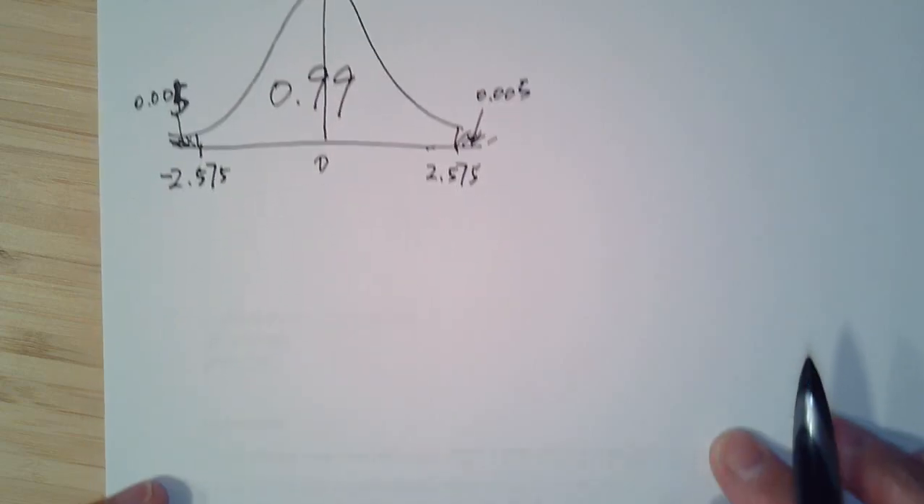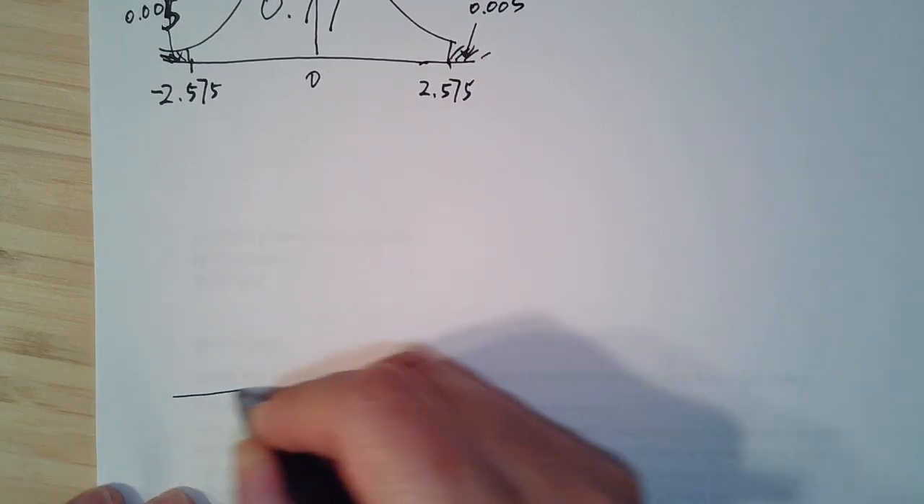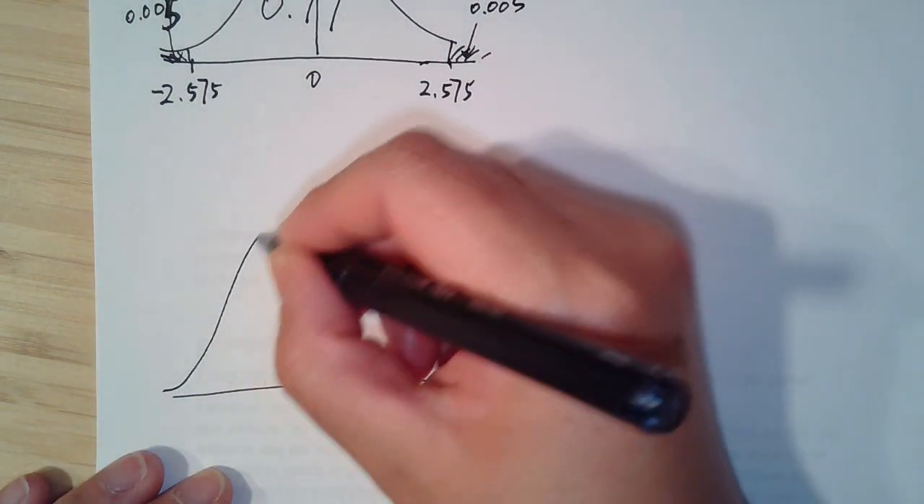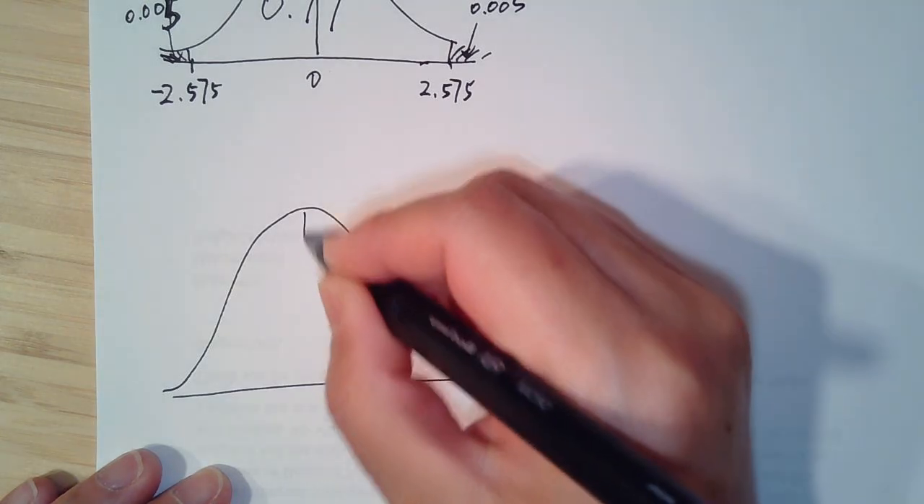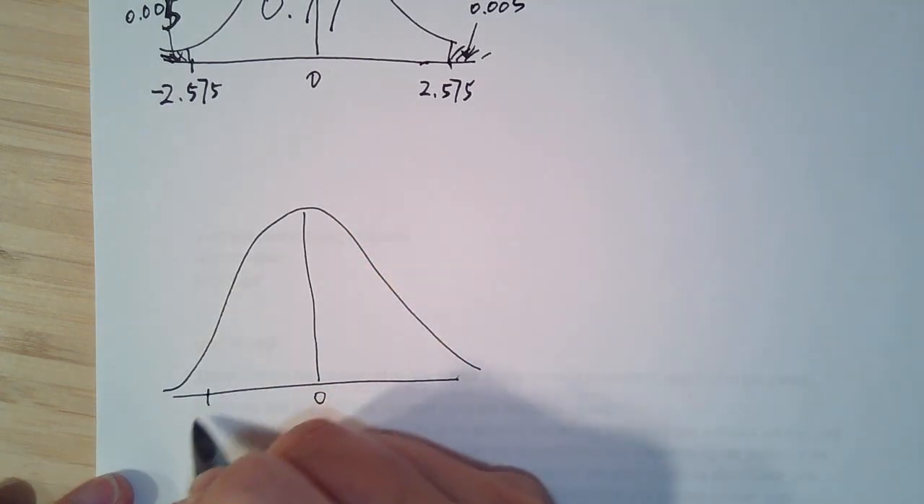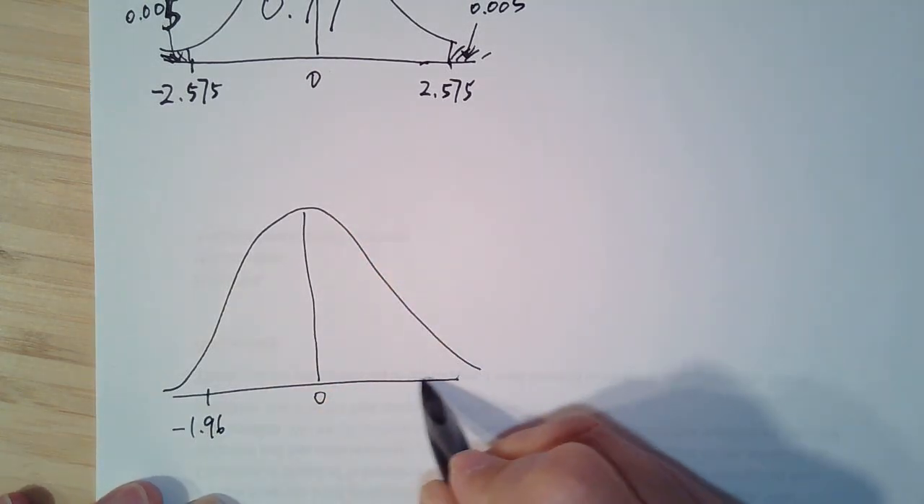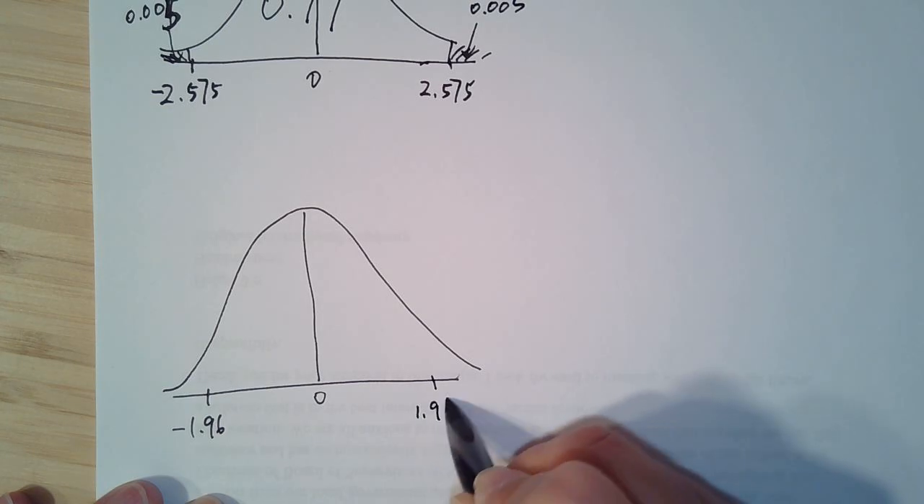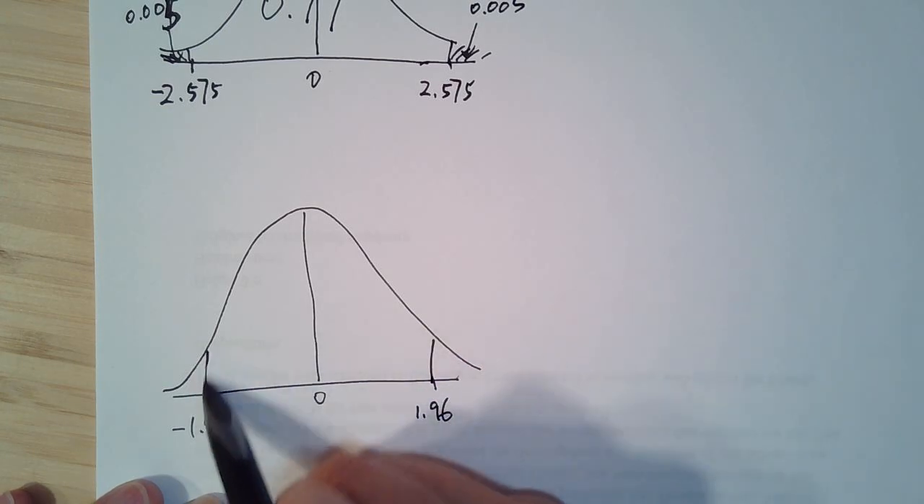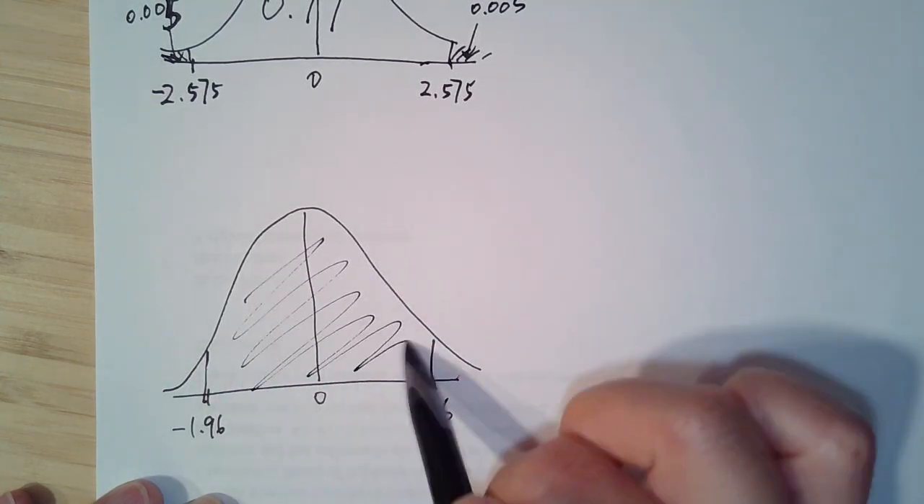Okay, I ask you to do one more. The last example, or the last exercise. Let's just use that as an exercise. So here's a 0, negative 1.96 and a positive 1.96. Can you find me this probability in between?